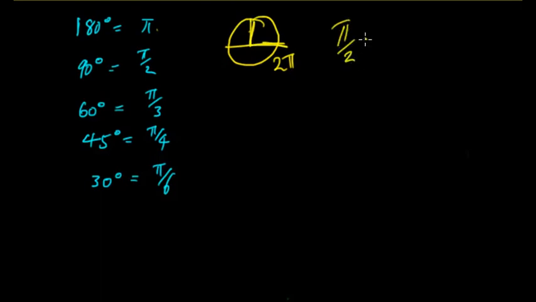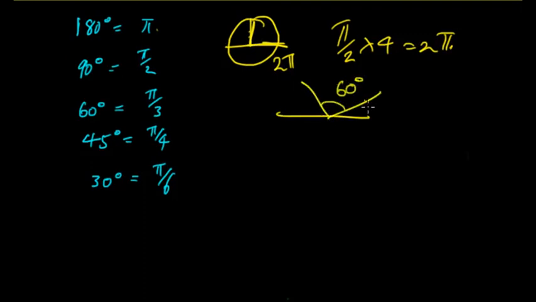And if you think about pi on 2 times 4, that gives you 2 pi. 60 degrees is pi on 3, because if you're splitting 60 degrees, it's like this. So you have 60, 60, and 60, which add up to 180. So that altogether is pi. And then divide that by 3, you get pi on 3. So 60 degrees is equal to pi on 3.